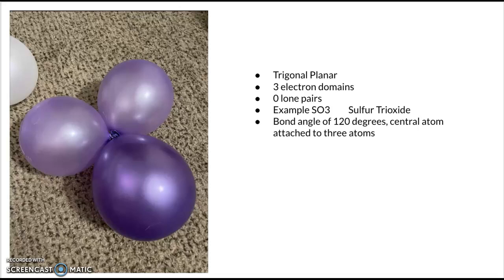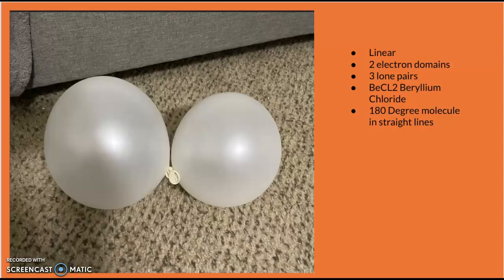Alrighty, moving forward to one of the easier ones to understand, which is linear, because linear, you think of a straight line, and this is a straight line, essentially. It has 2 electron domains, as you can see, and 3 lone pairs. One example is beryllium chloride, which is BeCl2, and then it is a 180-degree molecule in a straight line.